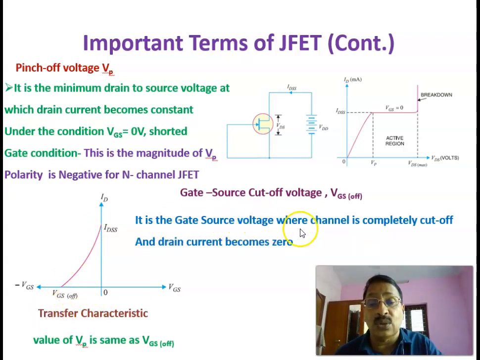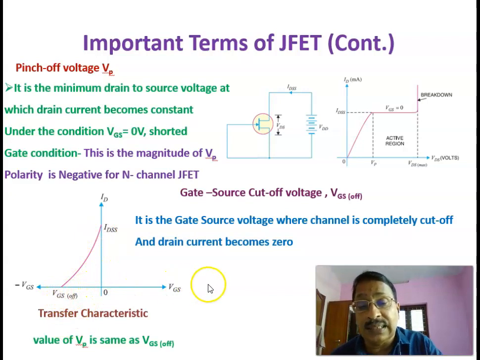It is the gate to source voltage where the channel is completely cut off and the drain current becomes equal to zero. Therefore, this is the transfer characteristics. Actually, we'll be coming to it later. Shockley's equation is the current relation between drain current as well as VGS. We'll be seeing it in the next slides.